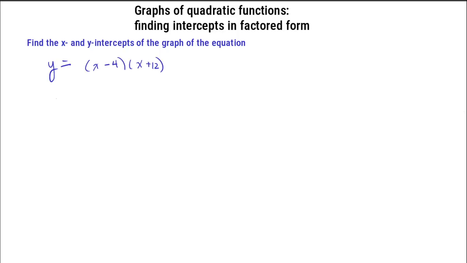How do we find the x and y intercepts of a quadratic equation given in factored form? Well, it turns out factored form is basically built to make it easy to find the x-intercepts. That's why we like it. So let's start with the x-intercepts here. The way we find these from our factored form is we use the zero product property.